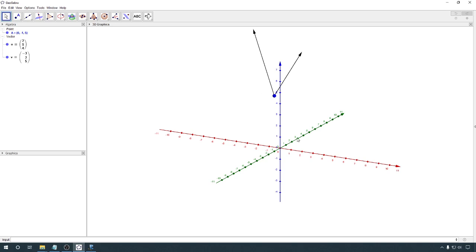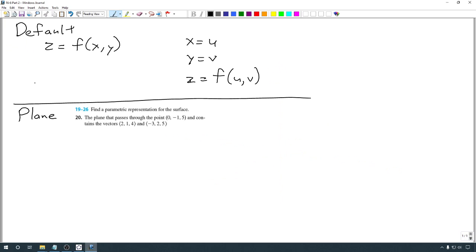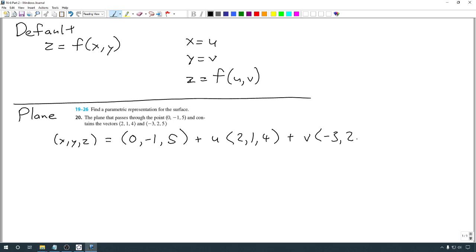Any other point in the plane determined by these, we can actually start at A and add multiples of, I guess they call them u and v, in order to get that other point. In other words, we can get any other point that we want, so something like x, y, z in the plane is going to be the point 0, negative 1, 5, plus, we'll use u and v here, some multiple u of 2, 1, 4, and some multiple v of negative 3, 2, 5.